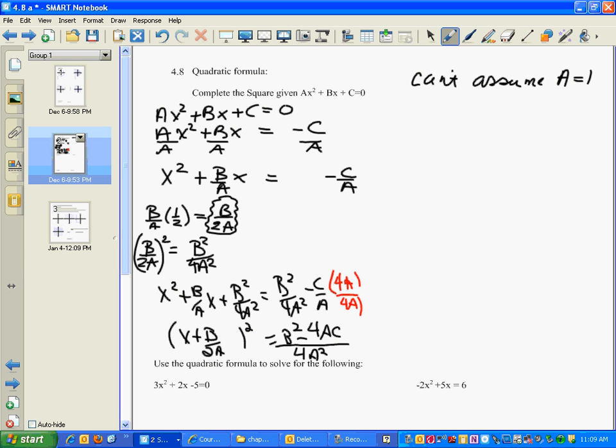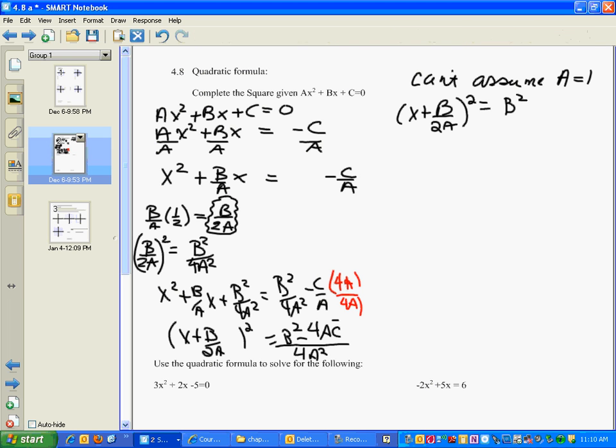Well, isn't this 4ac over 4a squared? Plus our squared term. Don't we always add the squared term to both sides? That's all I did. And now I'm getting a common denominator so that I can combine this as one fraction. Okay? So that means I'm going to rewrite it. I have x plus b over 2a squared is equal to b squared minus 4ac all over 4a squared.